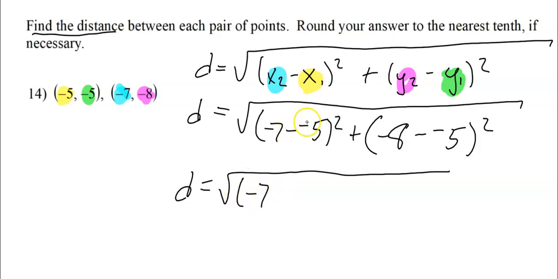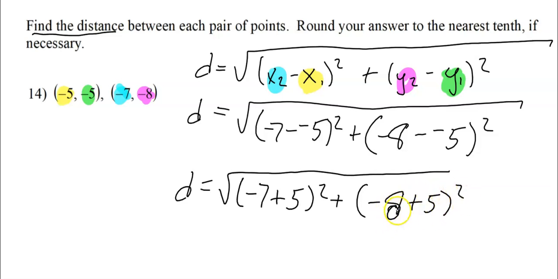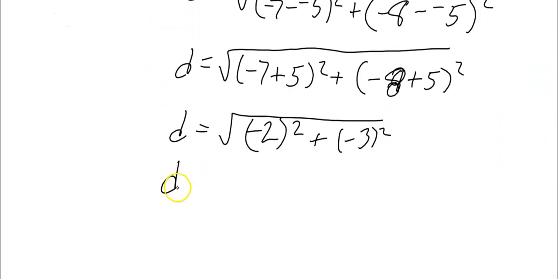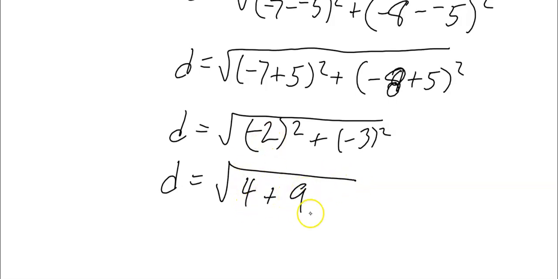So -7 minus a negative becomes a plus. -8 minus a negative again becomes a plus. I'm going to square that. So -7 plus 5, that's -2. It's in parentheses. When you square this, it always wants to be positive. That's why it's in parentheses. And a -3, and we're going to square that. So this gives me a distance of 4 plus 9, and that is the square root of 13.